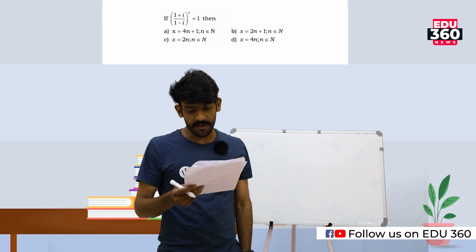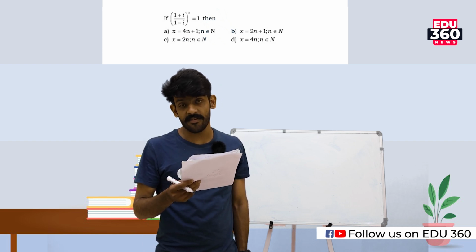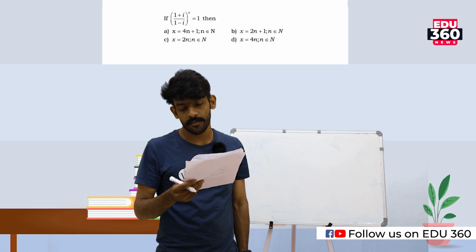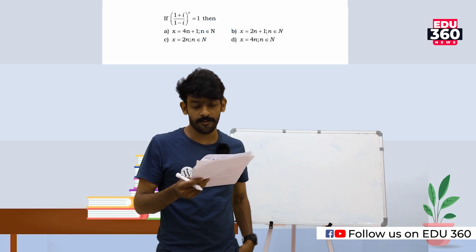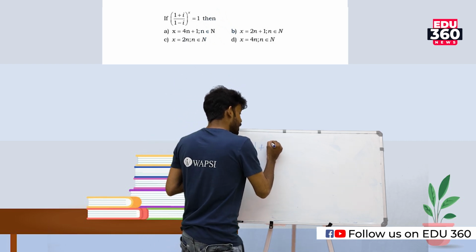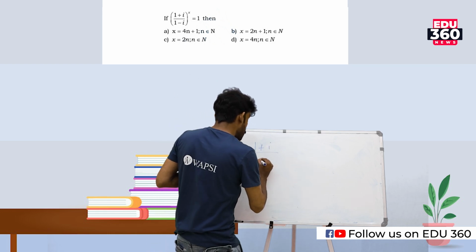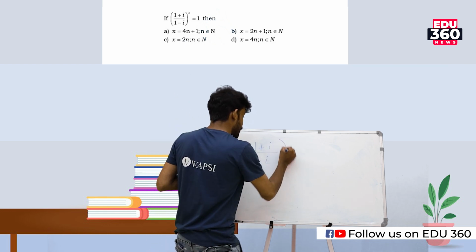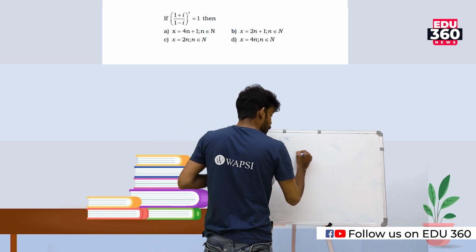So the next question is: given that (1 plus i divided by 1 minus i) raised to x is equal to 1, then x is equal to, we need to find x. So you can see there are 4 options. So first of all we can write (1 plus i divided by 1 minus i) raised to x is equal to 1.